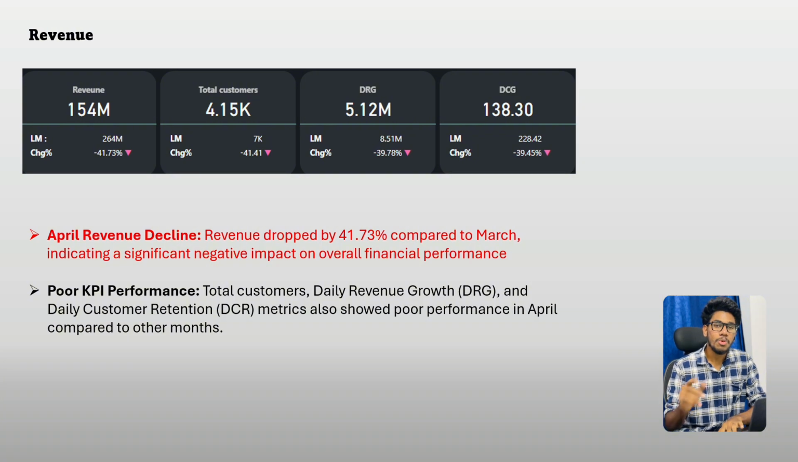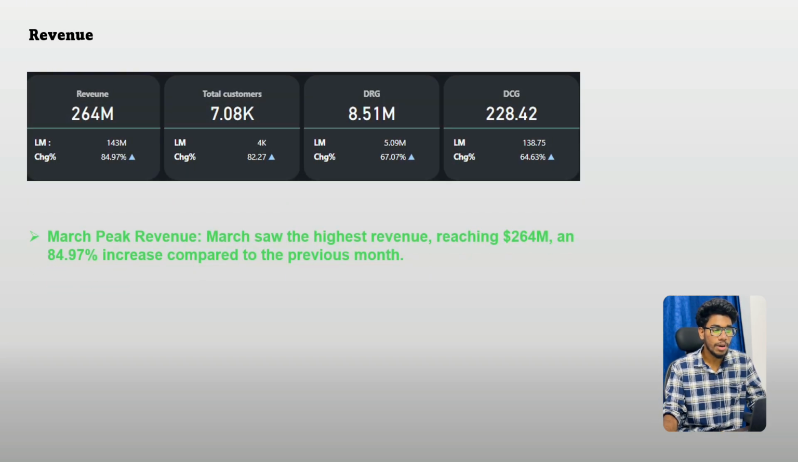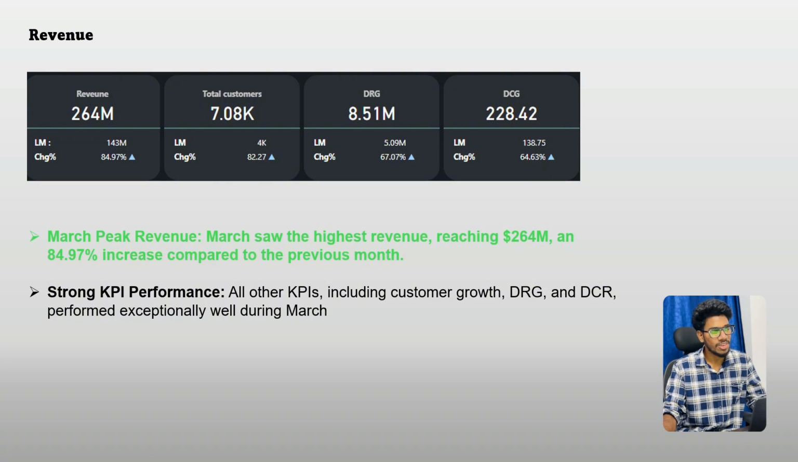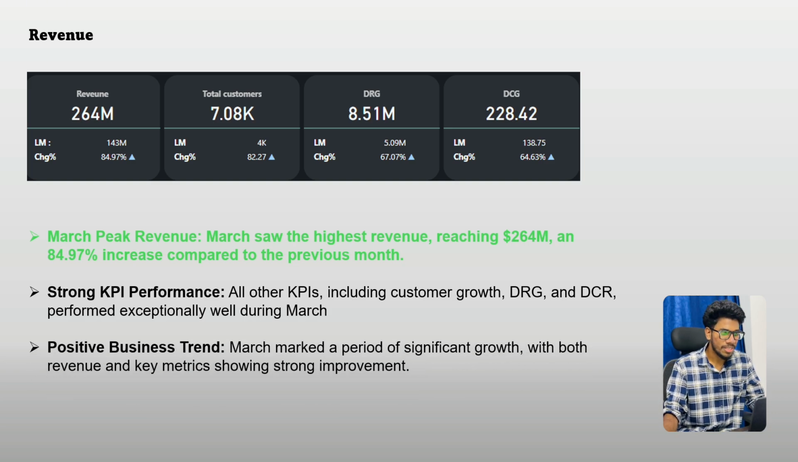And let's see the peak revenue measured in the span of these months. March saw the highest revenue, reaching 264 million, 84.9% higher compared to the previous month, which is showing a very strong, solid performance compared to all the different months. And the remaining KPIs like total customers, daily revenue growth and daily customer growth are also performing well. The percentage change is above 50%, and we can say it is a positive business trend.